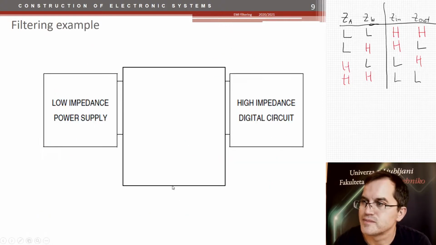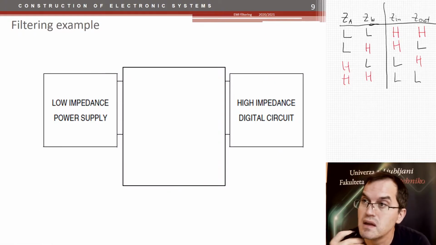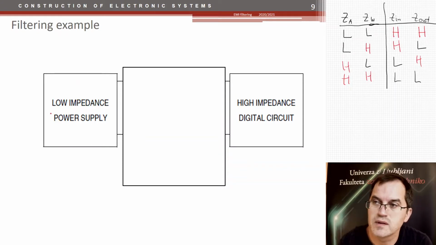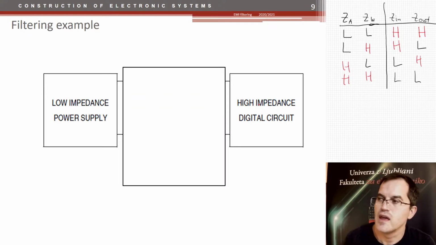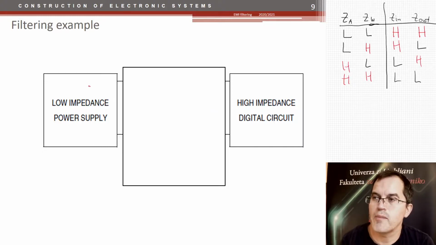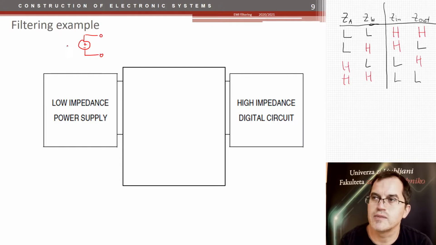All right, so let me show an example of a filtering element where we have on one side the power supply and the impedance and a digital circuit. Now, how do we determine the impedances? Well, if we have a power supply, so maybe just to make it a little bit more clear, here we have a source, and the power supply is usually a very good voltage source. So therefore its impedance is very low.